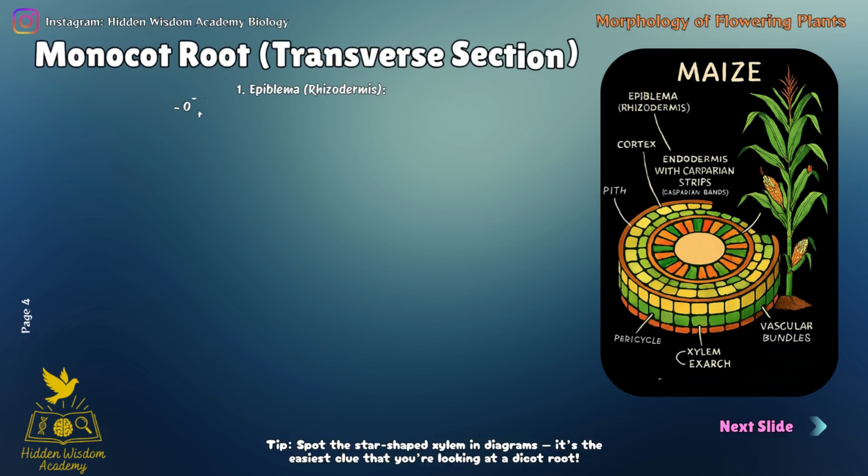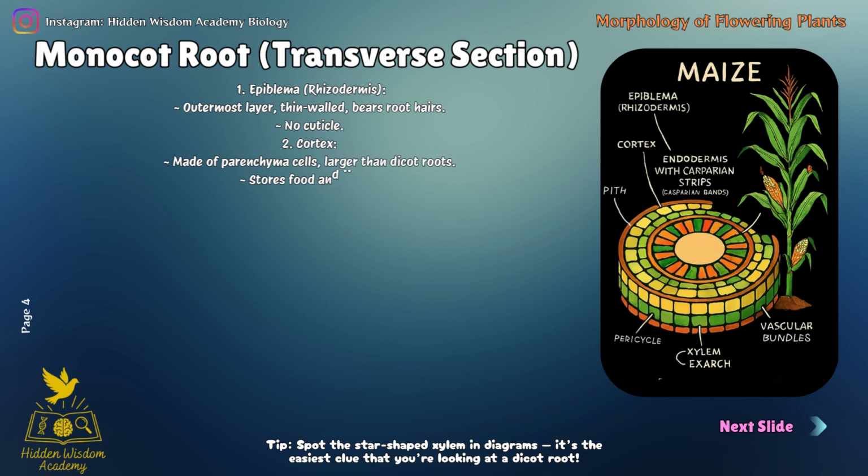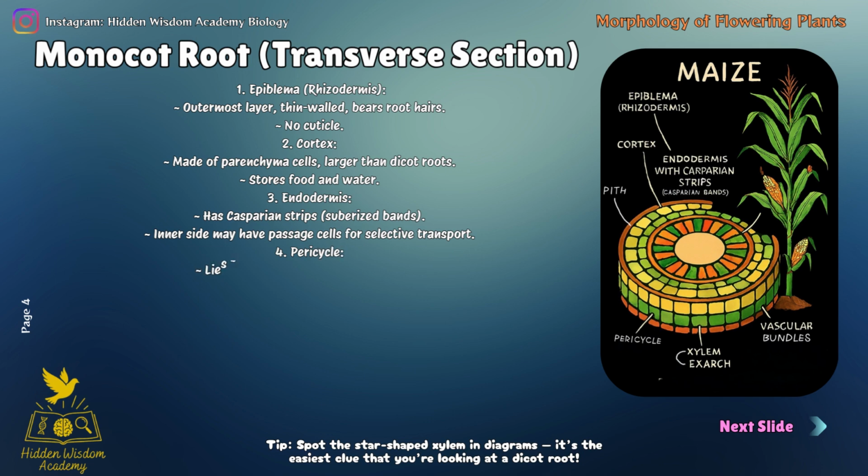Let's talk about monocot root in transverse section. In a monocot root like maize, the outer layer is the epiblema with root hairs for absorption. The cortex has large parenchyma cells that store food and water. The endodermis has casparian strips and passage cells that control transport into the center.